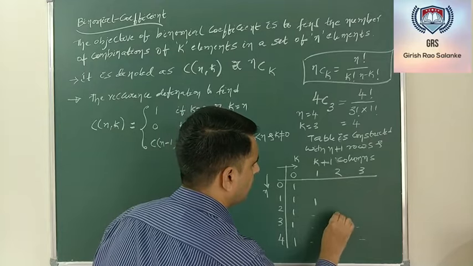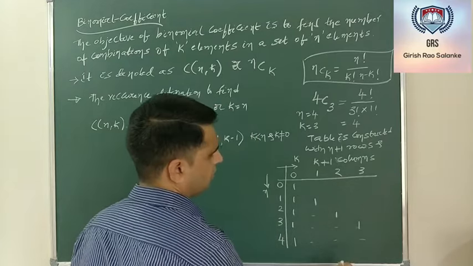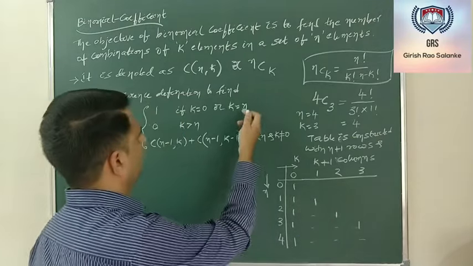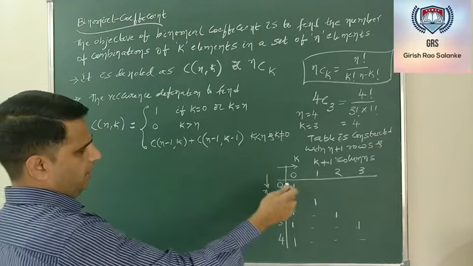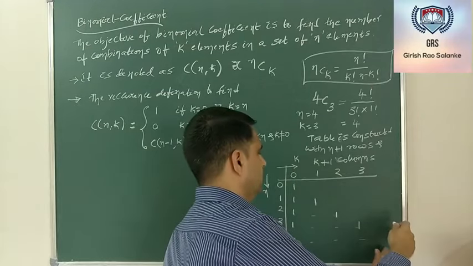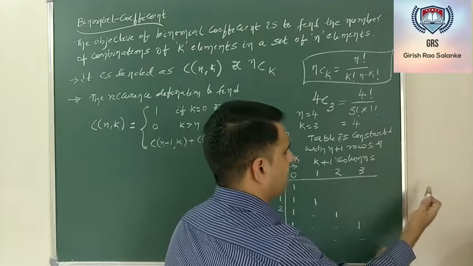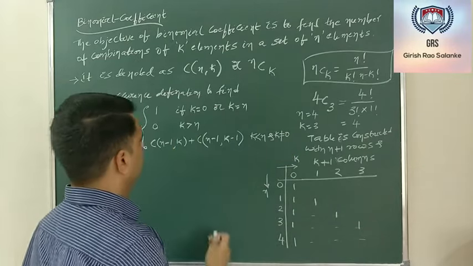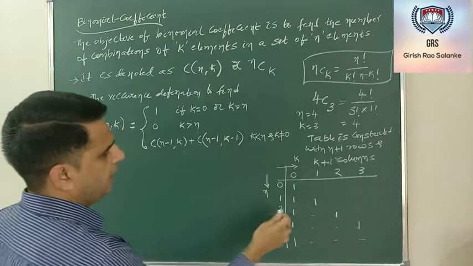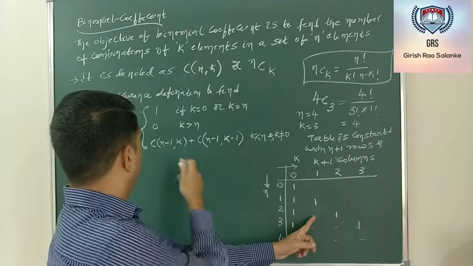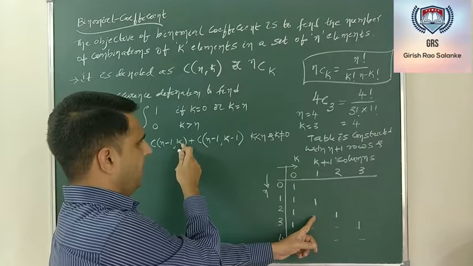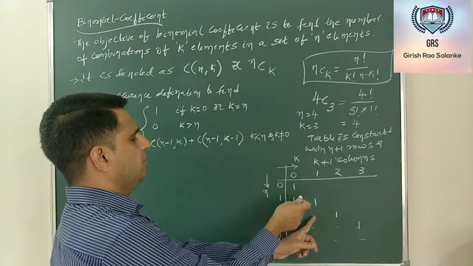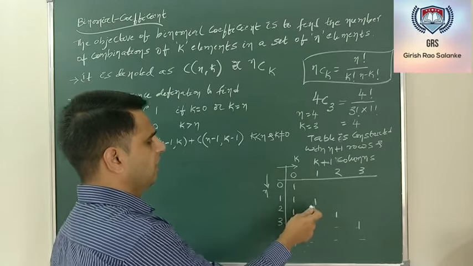Now don't worry about this particular region. If k is greater than n, the part after the principal diagonal elements will be 0. Our area of interest will be only this part. Now how to find the other values? I need to find this value. This value is calculated as C of n minus 1 comma k minus 1 plus C of n minus 1 comma k: the previous row, previous column, and the previous row, same column, the summation of these two.